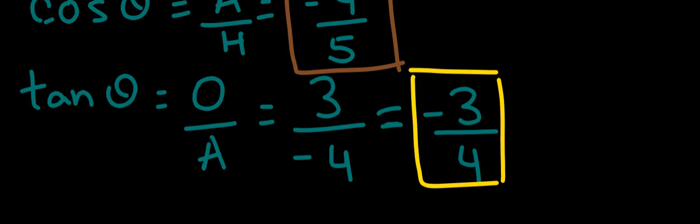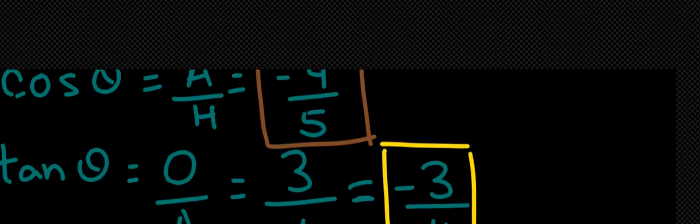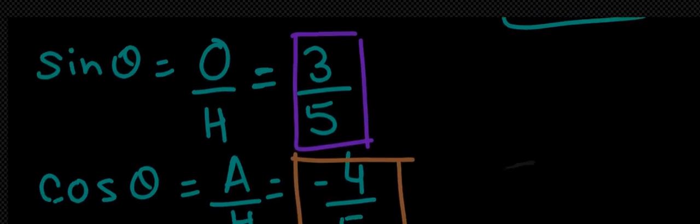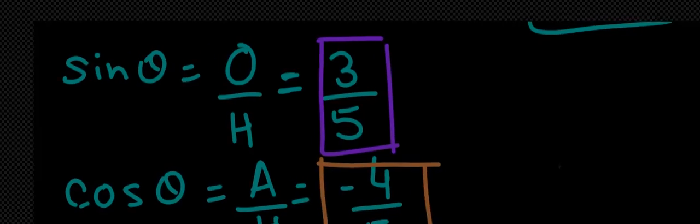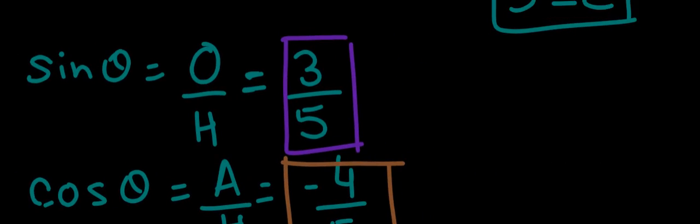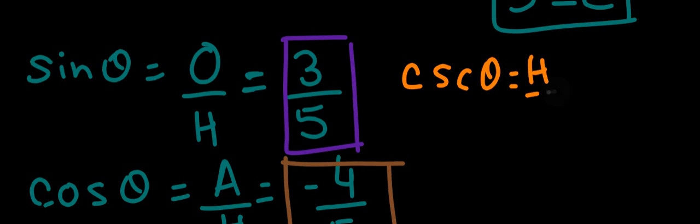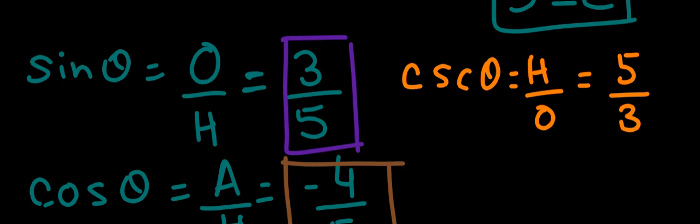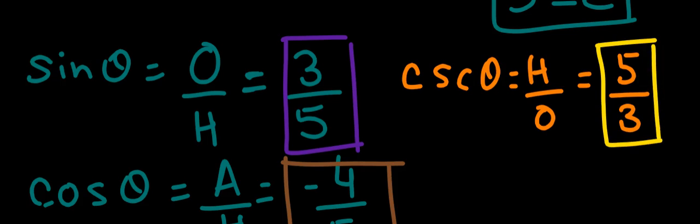Next, I'm going to find the reciprocals. Let's do the reciprocal of sine theta. I'm going to try to write it in a horizontal line. The reciprocal of sine theta is cosecant theta, and cosecant theta is going to be hypotenuse over opposite, which is equal to 5 over 3. Again, I would like to box it just for clarity.